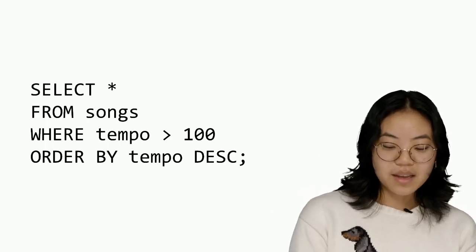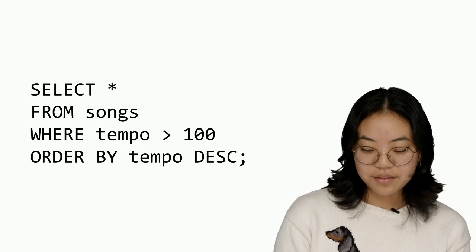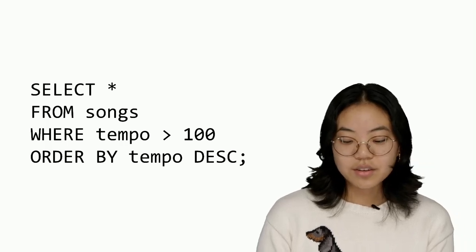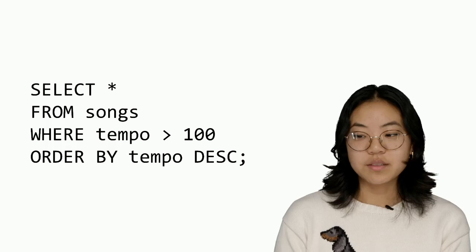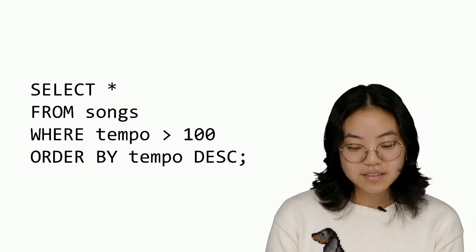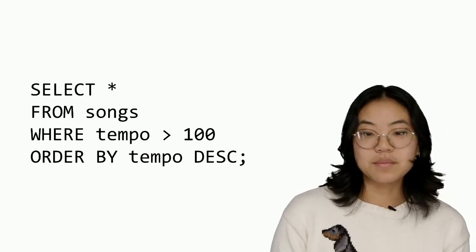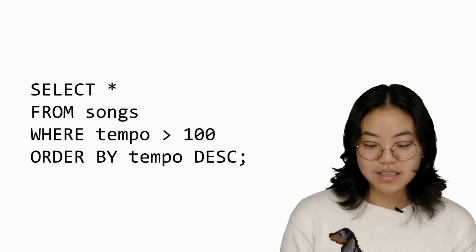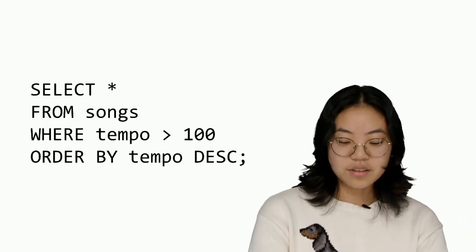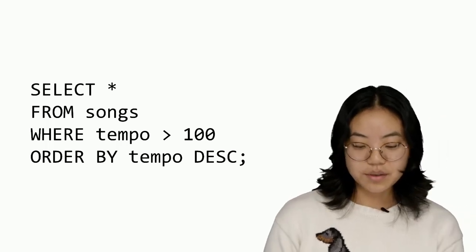And then we're also applying this order by keyword. So order by will then have a column specified. So which column do you want to order this by? And then you can also specify if you want it to be ordered descending or ascending. So in this case, what I'm actually doing here is I'm getting all of the songs from the table songs where the tempo is greater than 100, and it's going to give me all of those songs from highest tempo to the lowest tempo.